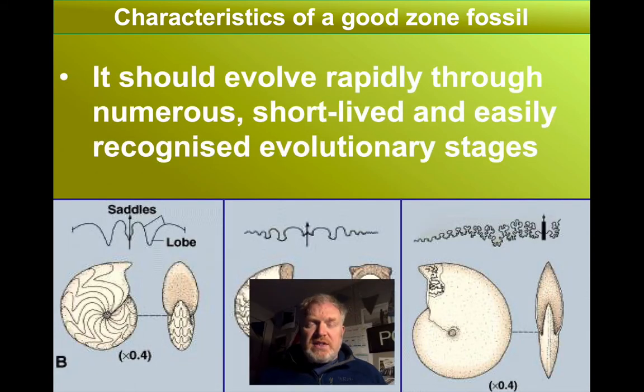So the result of this is we see a rapid evolution of an organism through lots of short-lived and crucially easily recognisable evolutionary stages. The diagrams at the bottom here show the evolution of the cephalopods. As we go through geological time, a key feature of these cephalopods, what we call the suture line, changes. More about that in another video.